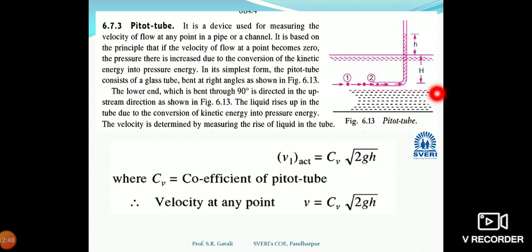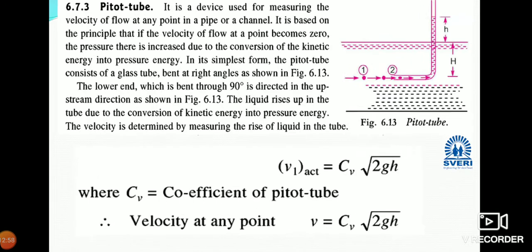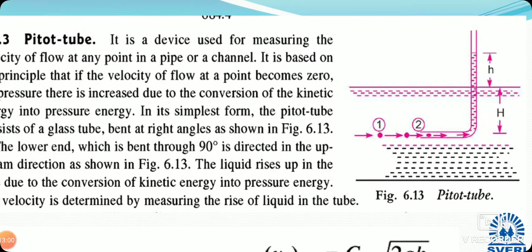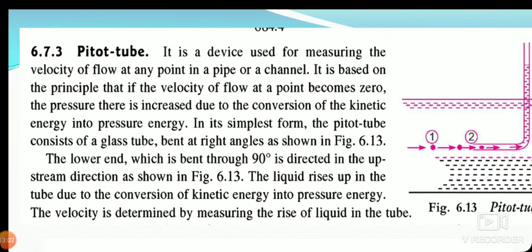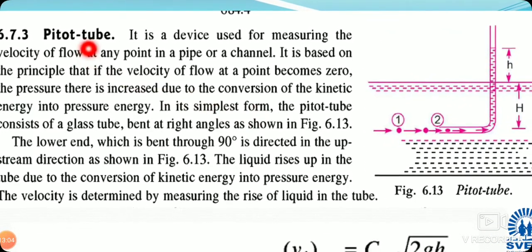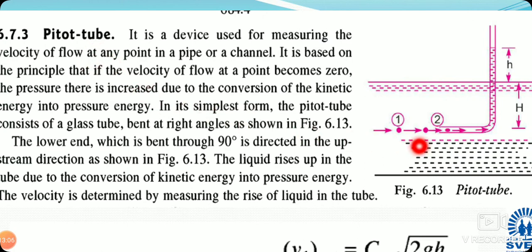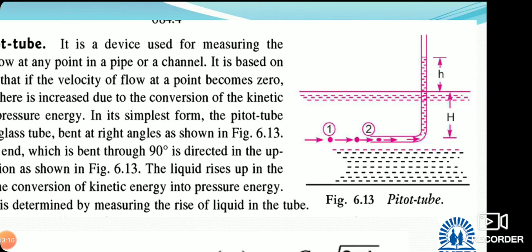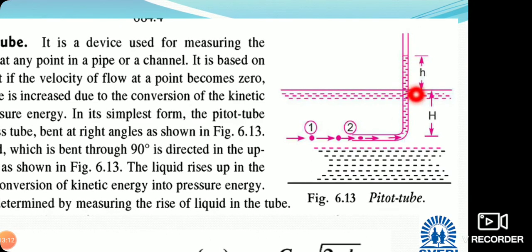Then another device which is useful for the determination of the velocity of flow is called the Pitot tube. This device is named after its discoverer, the scientist Henry Pitot, hence the name Pitot tube. So what is this Pitot tube? This is going to be the flow. It is an L-shaped tube, immersed in a fluid which is flowing.